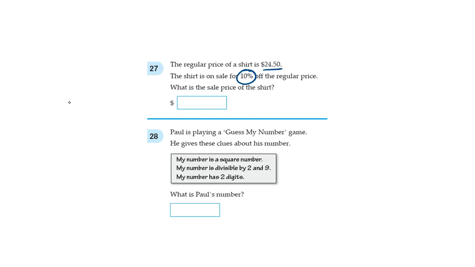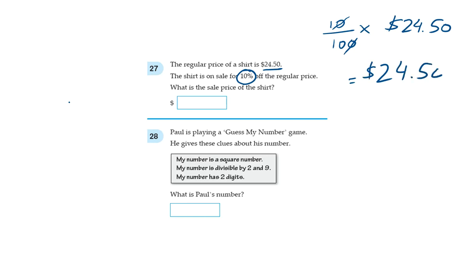So 10% as a fraction is 10 over 100. And off means times, and we write this over here. So first of all, 10 here, 10 here, we cancel them out. Now we're left with 1/10 of 24.50. Another way we can write this is 24.50 divided by 10. And all we need to do when we divide by 10 is bring the decimal point back one place.